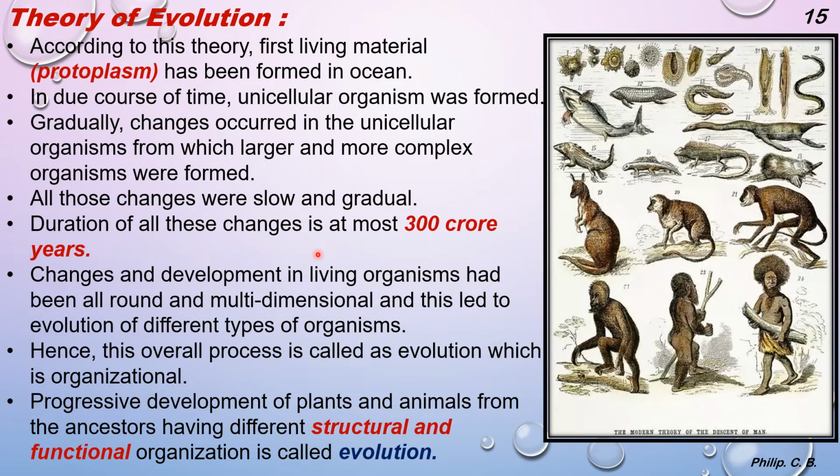Duration of all these changes is at most 300 crore years. It's not a few years, it was long. So it is almost 300 crore years. Changes and development in living organisms have been all around and multidimensional, and this led to the evolution of different types of organisms. Hence, this overall process is called evolution, which is organizational. Progressive development of plants and animals from ancestors having different structure, function, and organization is called evolution.